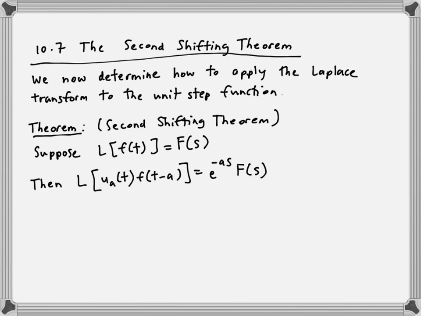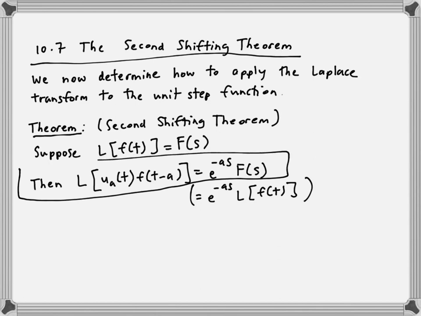By the way, this is just another way of writing e to the negative as times the Laplace of f of t. So again, what I wrote above is really the theorem, but I just want you guys to realize that F of s is L of f of t, right? So this is just another way to write it, okay? But this is the second shifting theorem. This is what it says.